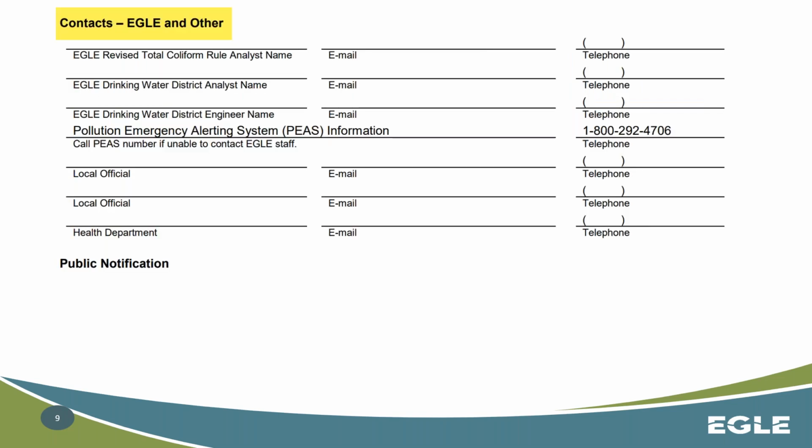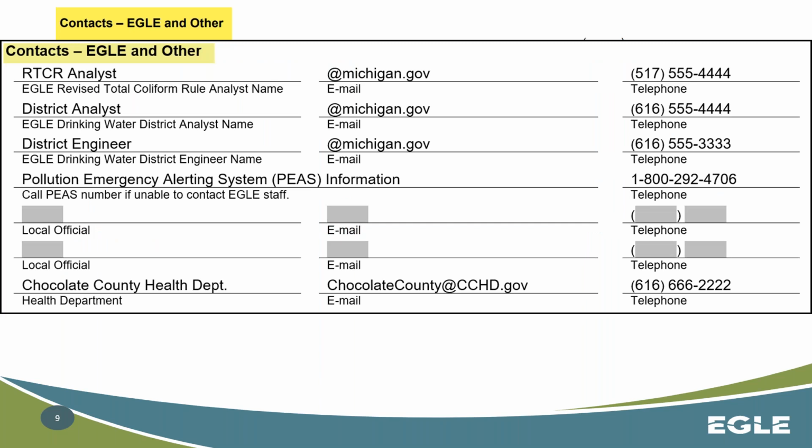Next is the section for Eagle and other contacts. Eagle contacts will include the Revised Total Coliform Rule Analyst, the District Analyst, and the District Engineer. In case of emergency, the Pollution Emergency Alerting System, or PEAS, number is listed. You can also use this number to report an E. coli positive sample result if district personnel cannot be reached. That's right, John. E. coli positive sample results must be reported to the department by the end of the day. Contacting the PEAS hotline fulfills this requirement if you find out after hours.